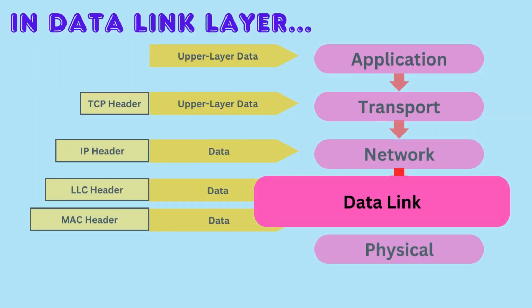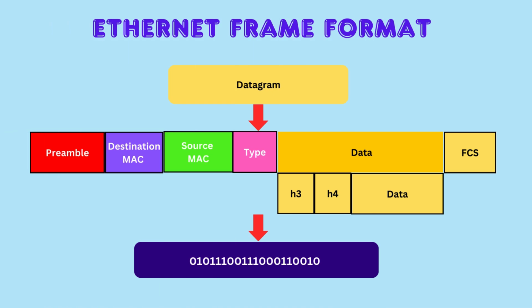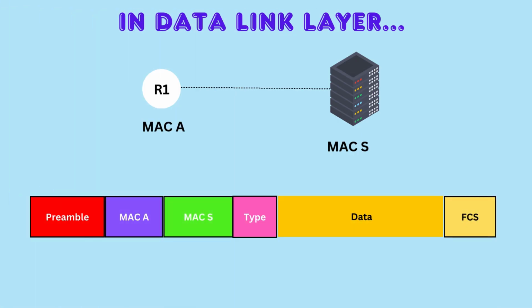In the data link layer, a MAC header is added to the data frames. This MAC header is added to the datagram received from the upper layer. Once the MAC header is attached, the frame is then passed to the physical layer for transmission as raw bits over the physical medium. This MAC header includes the source and destination MAC addresses, which uniquely identify devices on the local network. For server to R1, it is like this.